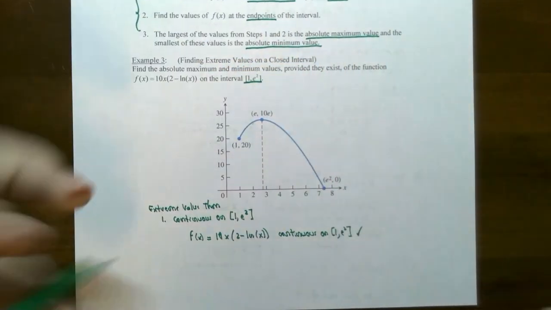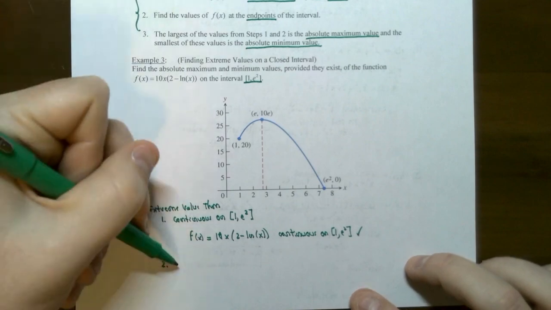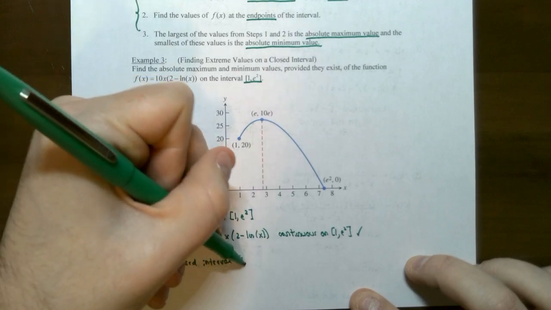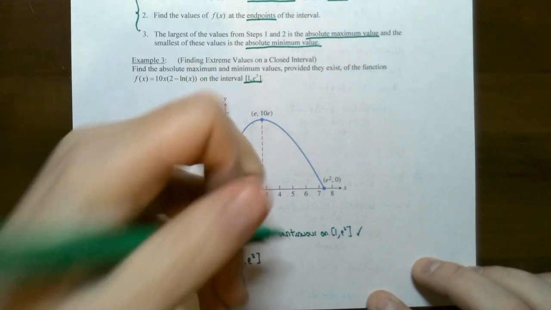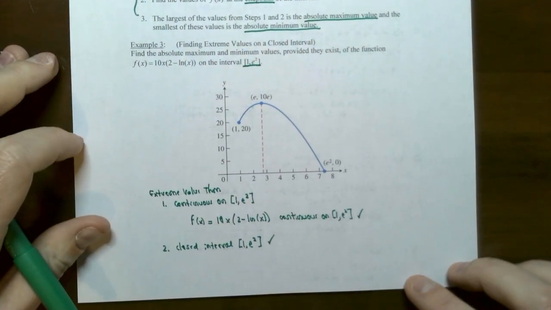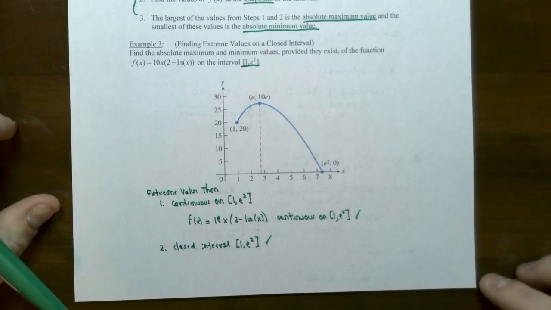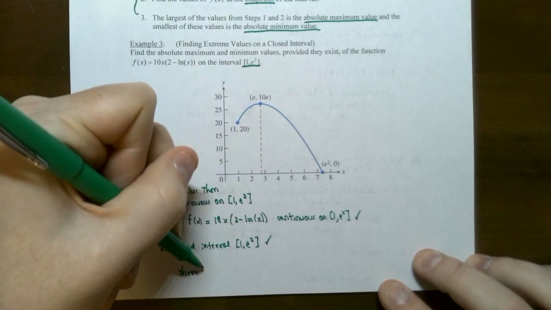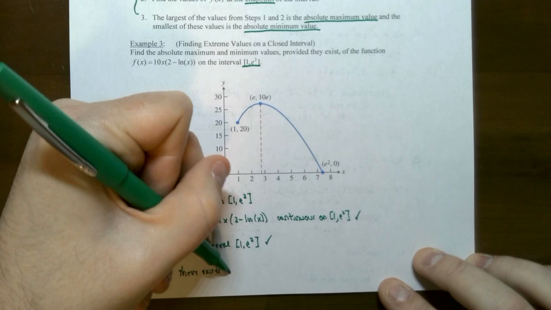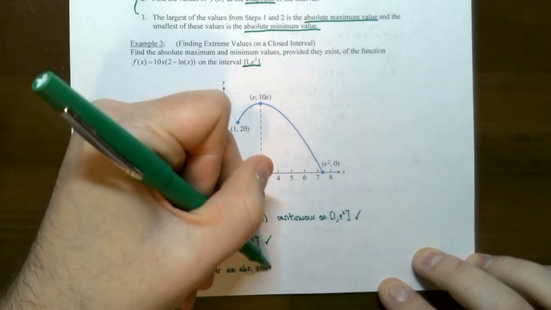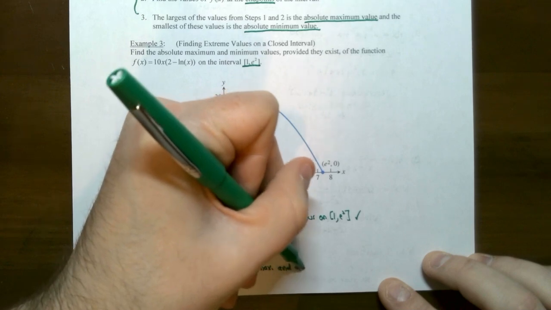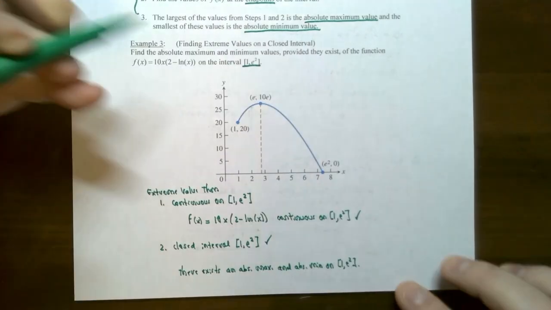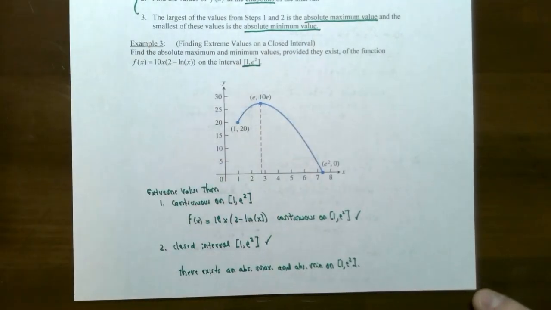Good. Second condition, we have a closed interval. And we do. It's including x equals 1 and including e squared. So by the extreme value theorem, there is an absolute maximum and an absolute minimum on this domain. There exist an absolute max and absolute minimum on 1 to e squared. The graph is given just as a way to check your answer at the end.